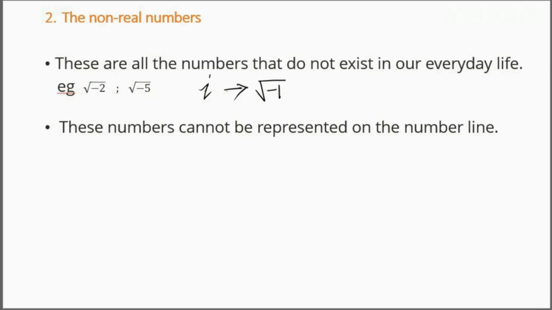So the i is a non-real number, or a complex number to deal with, but we'll use it as you progress with your maths course. So these non-real numbers cannot be represented on the number line. Right. So the real numbers and the non-real numbers are the two major groups of numbers.